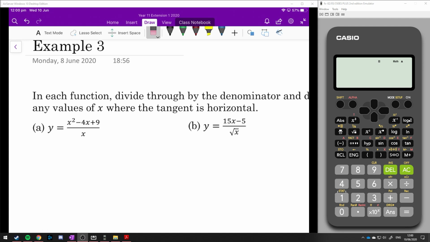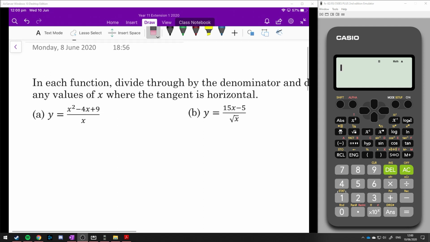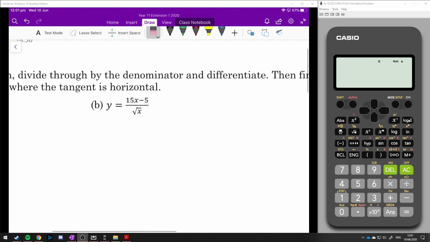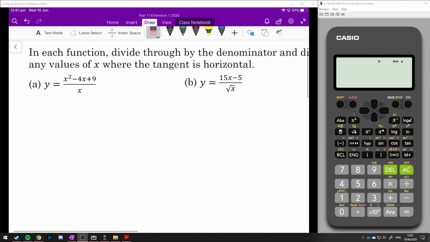So the last bit of this topic is we're going to be looking at dividing through by the denominator, but with a little twist. We've actually been asked to do something else, and that is to then find any values of x where the tangent is horizontal. So that is by letting dy/dx be equal to 0, as you should remember. So let's jump straight in and have a look at how to do these ones.